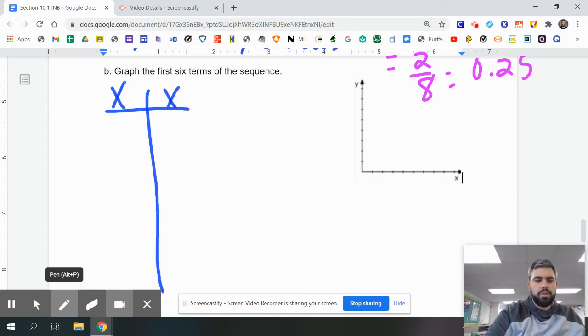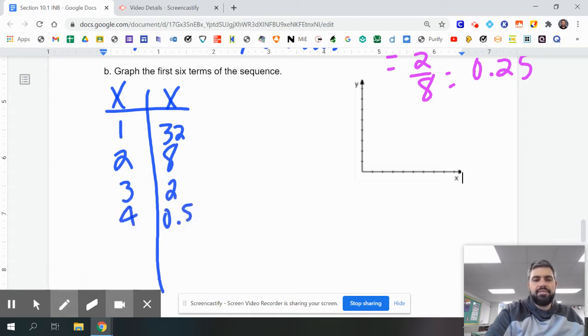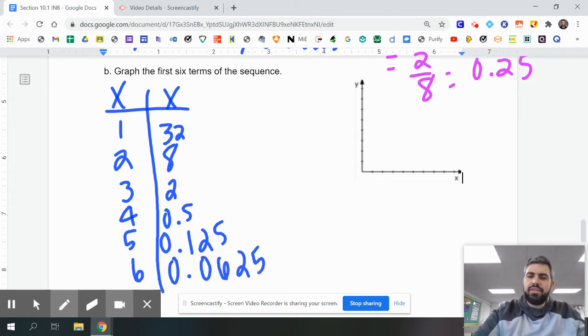And so my first term would have been 32, and then my second term would have been 8. Third term was 2. Fourth term was 1/2. Fifth term was 0.125. And sixth term, 0.0625. So if I graphed these and I had 1, 32, it'd be like way up top, right?